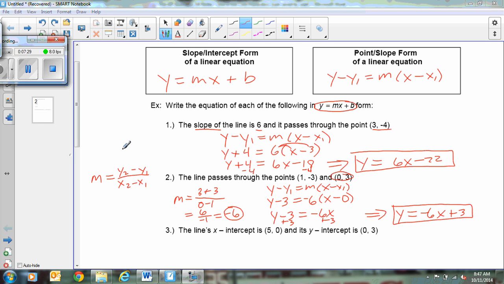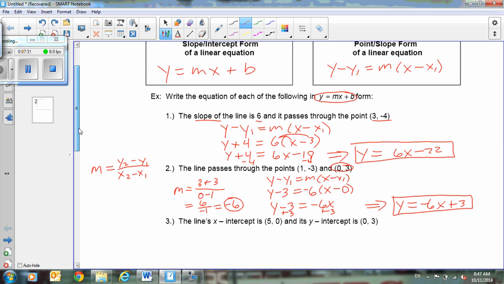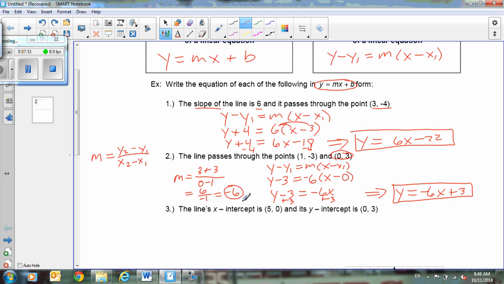All right, moving on to number 3. This time we're given the x-intercept and the y-intercept of the line, and we're asked to write the equation of the line in slope-intercept form. So we could do exactly what we did in example 2: find the slope and then pick one of these points and plug it into point-slope form. But I think I see a shortcut here since we know the y-intercept. We're told that it's (0, 3), so we know what b is. b is going to be 3.